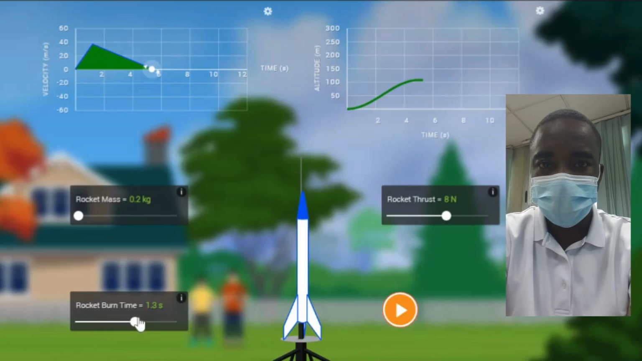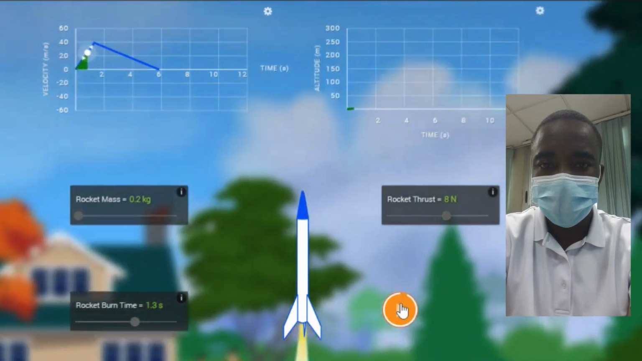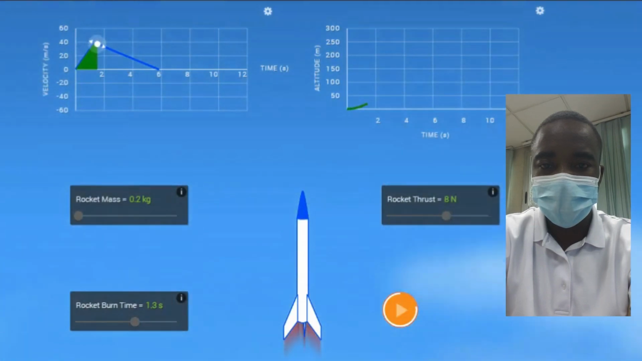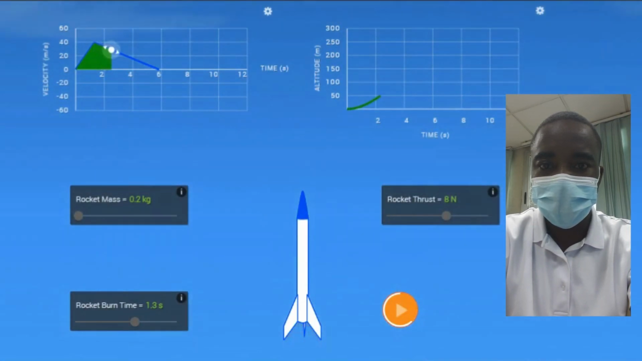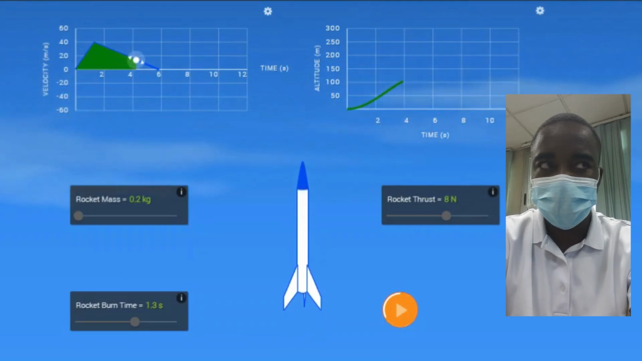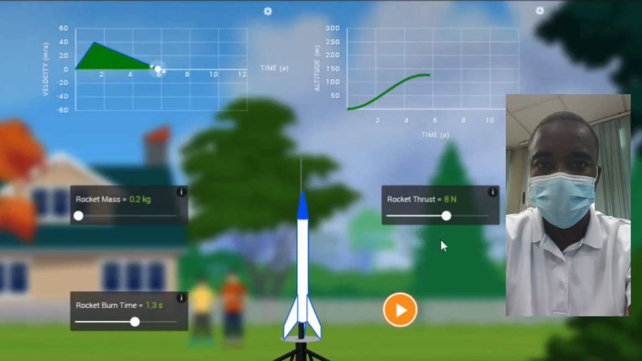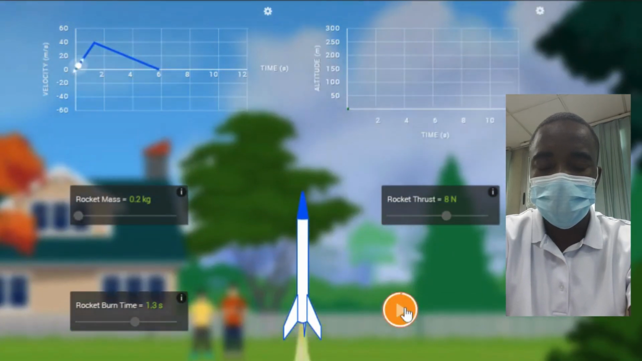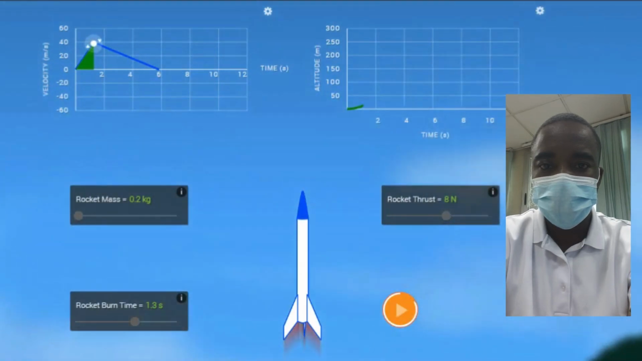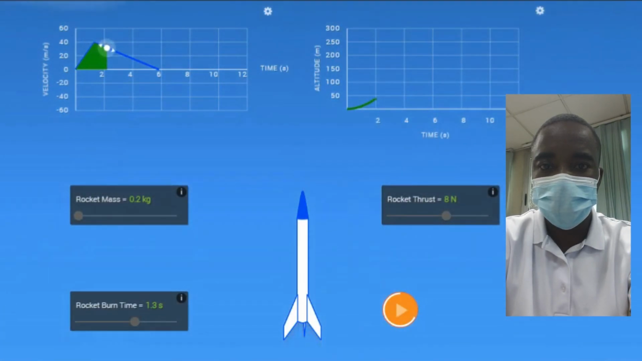By examining the motion of a lightweight rocket with a powerful engine, we can gain insight into the relationship between force, acceleration, and velocity. To begin, we set the rocket's mass to 0.2 kilograms with a burn time of 1.5 seconds and a thrust of 10 newtons. These parameters ensure that the rocket accelerates quickly and for an extended period.